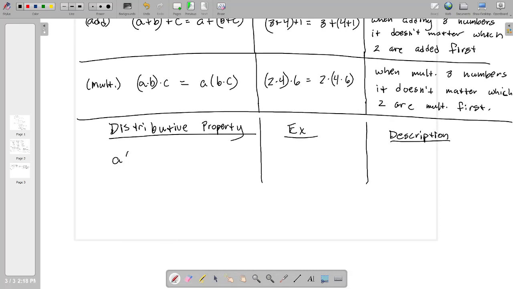So A times (B plus C) is equal to A times B plus A times C. And this looks like 3 times (4 plus 2) is equal to 3 times 4 plus 3 times 2.